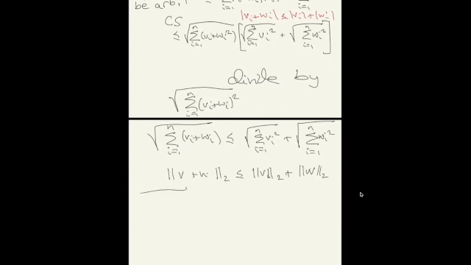A small detail here: when we divided, you should check the case where the sum for i equals 1 through n of (Vi plus Wi) squared is equal to 0. But then again, the inequality is automatic. Good.